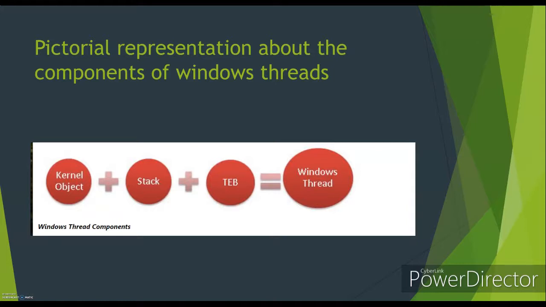Once the thread kernel object has been made, the system allots a stack memory, wherein the thread can handle all its local variables as well as the arguments it has to pass in the function. Then comes the thread environment block. The thread environment block stores the information about exception handling, which in turn is used by SEH, that is Microsoft Structured Exception Handler. So these three form the main components of a Windows thread.